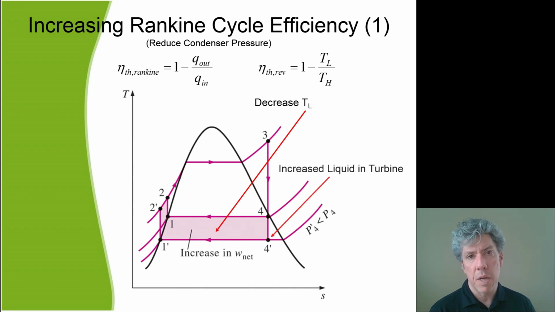One of the problems with this is the increased liquid output in the turbine. If you look at the difference between states 4 and 4' on the right-hand side, you'll notice that 4' ends up at a point where there is a lower quality. In other words, there's more liquid in the output. It's still mainly steam, but there's more liquid in the output, and that can be problematic with our turbine. Also, there's a limit to how far down you can take condensers.